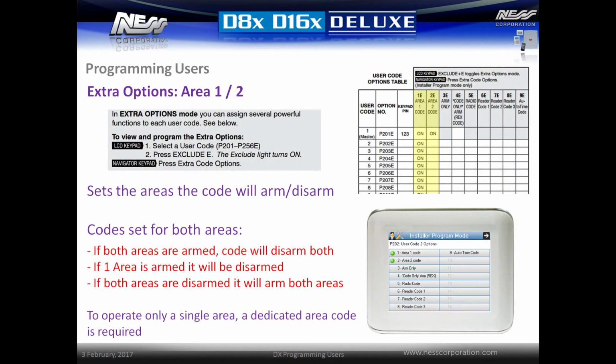Extra code options 1 and 2 set the areas that the user can arm and disarm. If a user code has both areas 1 and 2 selected, the code will operate both areas at the same time. If both areas are in an armed state, they will both be disarmed at the same time. If a single area is armed and the other area is disarmed, both areas will be set to disarmed when the code is entered. If both areas are disarmed, then they will be armed at the same time. To operate a single area only, a dedicated area code is required.